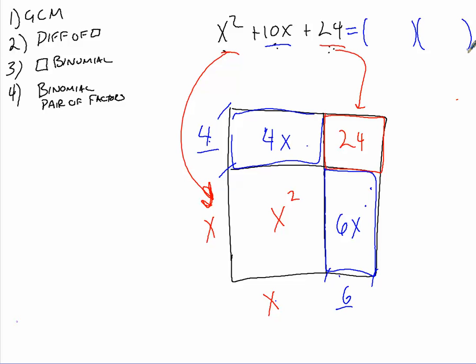What are the two factors? Sarah? Well, it'll be x plus 4 and x plus 6. And where did you get the x plus 4? Where did you get the x plus 6? Well, so x plus 6 is the base length, and so then the height is x plus 4.